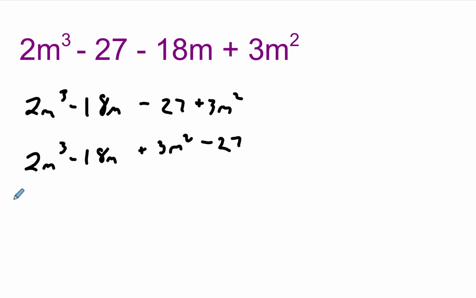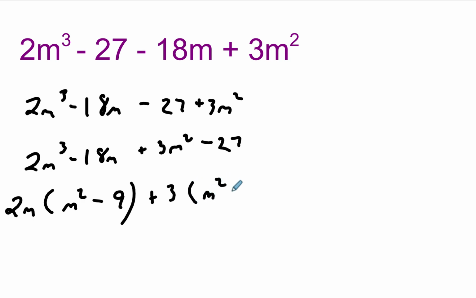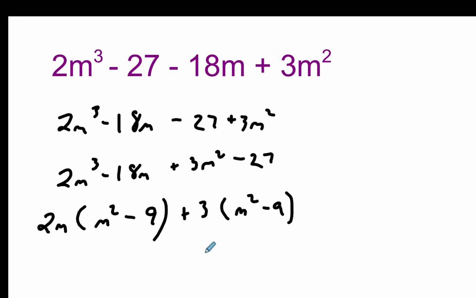So you can probably see I'm going to take a 2m out of both of these terms, and when I do, I'm left with just m squared right here, because m squared times 2m would equal 2m cubed, and then right here that would be a 9. And then for this one, it looks like we've got an addition sign right there. I can factor out a 3, so the 3 goes on the outside, and we're left with m squared minus 9.